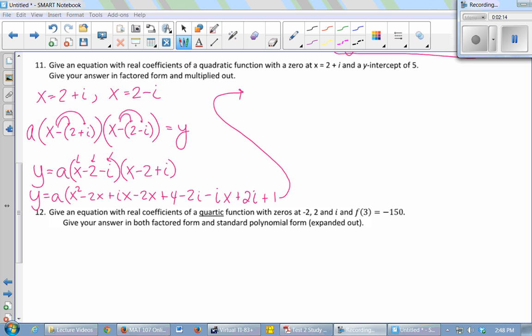And now I cancel stuff and I combine like terms. Okay, so I have a plus ix and a minus ix. I've got a minus 2i and a plus 2i, and I can now combine like terms. So I have y equals a times, I've got an x squared. I have minus 2x minus 2x is minus 4x. And then I have a plus 4 and a plus 1, which is plus 5.